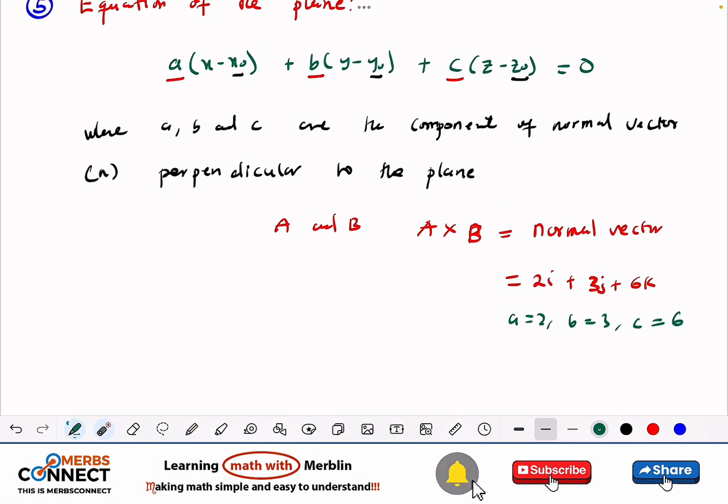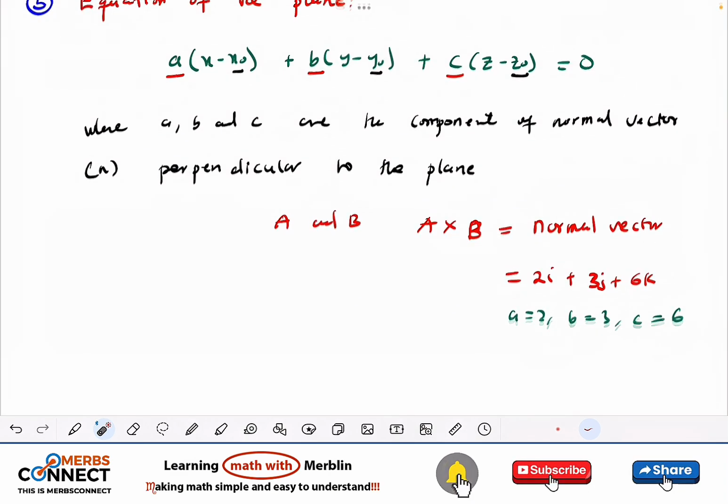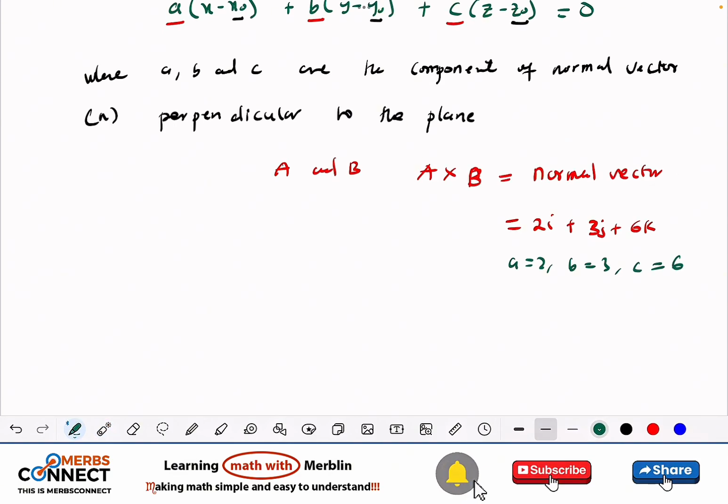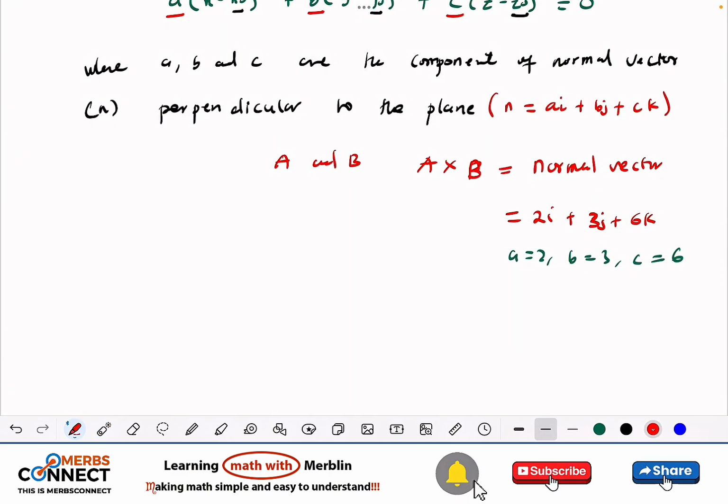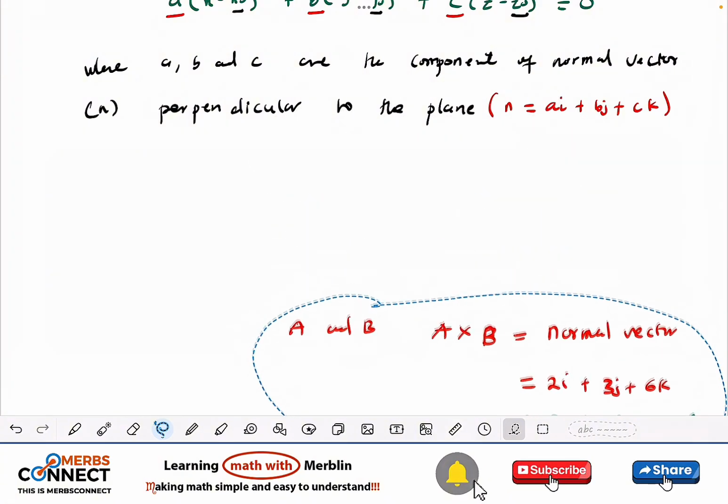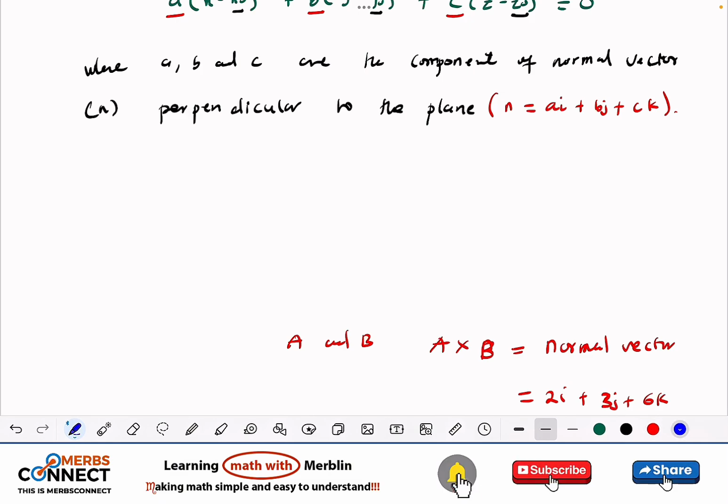Now, the next question is, what are the components x naught, y naught, z naught? This is one of the vectors we use to form the normal vector, one of the vectors that is going to be given to you. So let me define my normal vector that I was given. My normal vector is equal to ai plus bj plus ck. So when I compare this, my a is 2, this is b, and this is c. That is my normal vector. And then let me define my other component too for you.